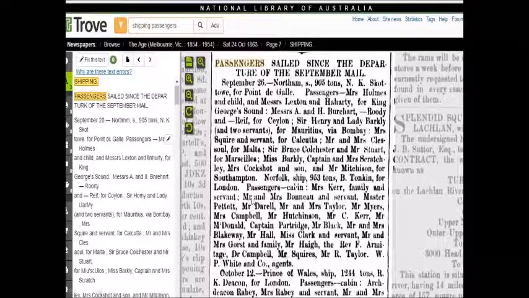Passengers in the cabin going to London. Mrs. Kerr, her family and servants, so lots of servants travelled. Their names are never going to come up on a passenger list because they're a servant. So unless you knew your servant worked for Mrs. Kerr, you know, that's a possibility. You could find them that way by looking for where the family disappears to.